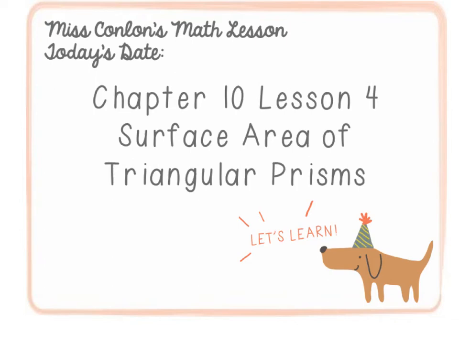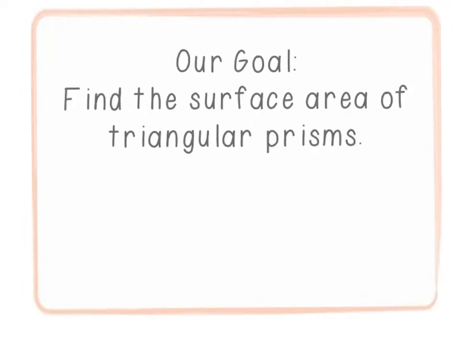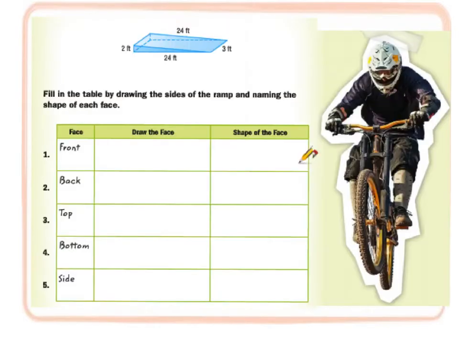Today's lesson is Chapter 10, Lesson 4, Surface Area of Triangular Prisms. The goal of this lesson is to be able to find the surface area of a triangular prism. The terms that you need to know are surface area, which means you're finding the area of all the faces and then adding them up. And then you need to know that it's a triangular prism. It's going to be a little bit different than a rectangular prism, but still the same concept.